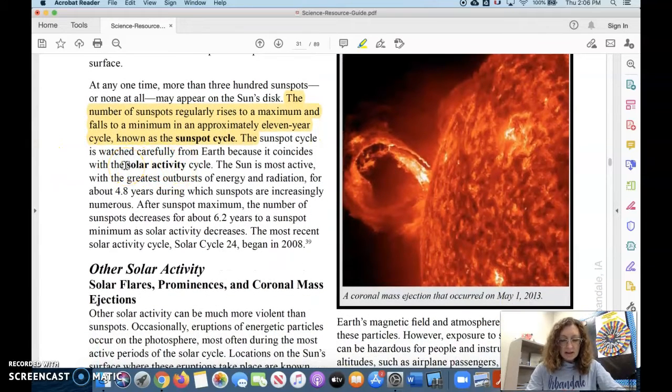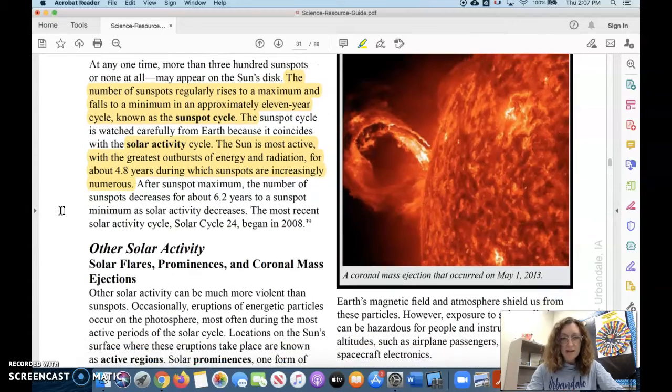Something called the solar activity cycle. The sun is most active with the greatest outbursts of energy and radiation for about 4.8 years. And during that 4.8 years of that cycle, there are more and more sunspots. Lots and lots of sunspots.